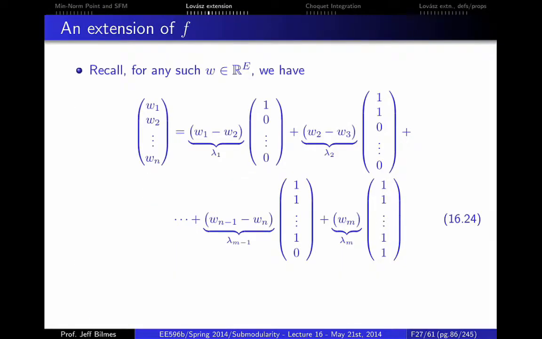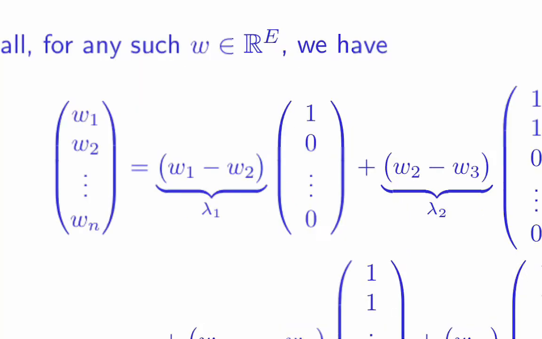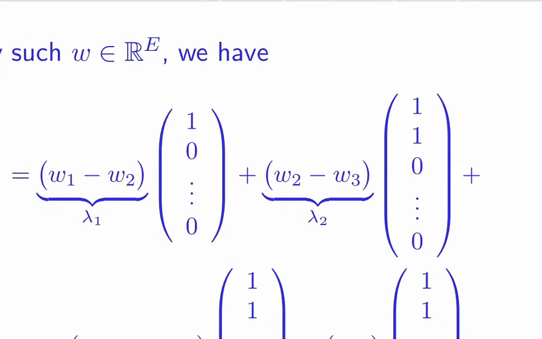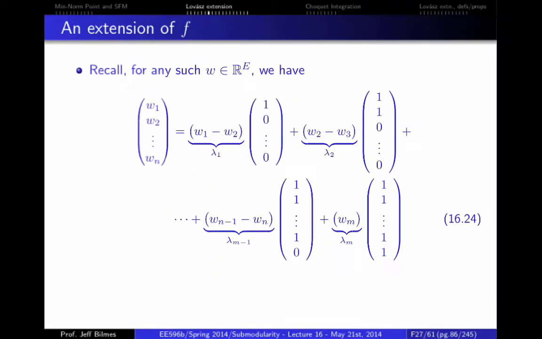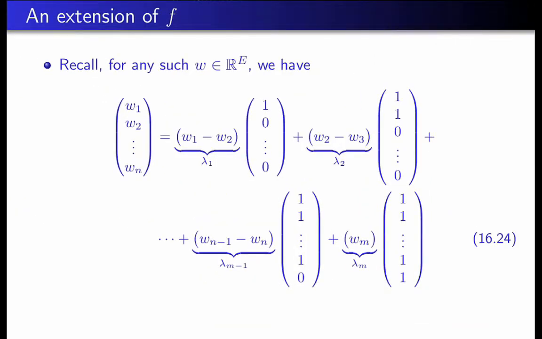To do this, let's first remind ourselves that we can write any vector w as weighted versions of the indicators. It's w1 minus w2, which we're calling lambda 1, times the characteristic vector of just the first element, plus w2 minus w3, which we're calling lambda 2, times the characteristic vector of the first two elements, and so on, all the way until finally we have one remaining lambda, times the all-ones vector.